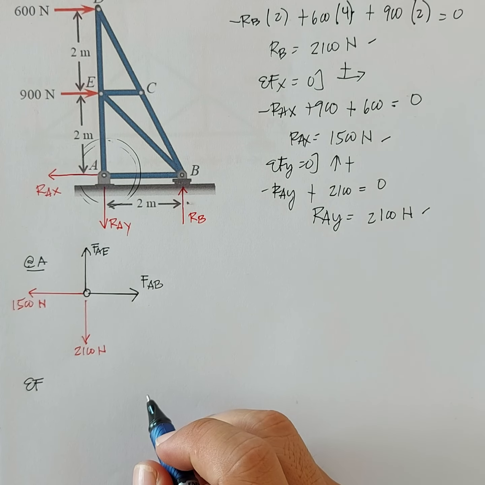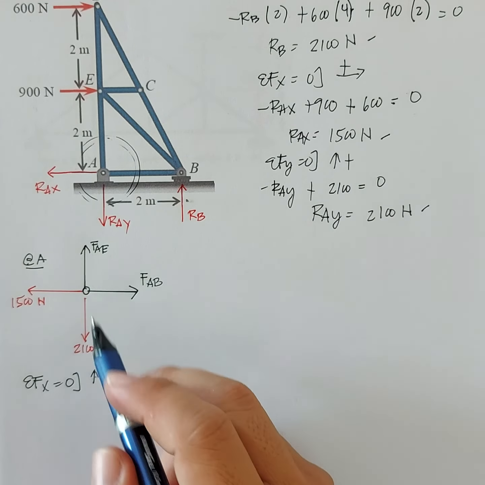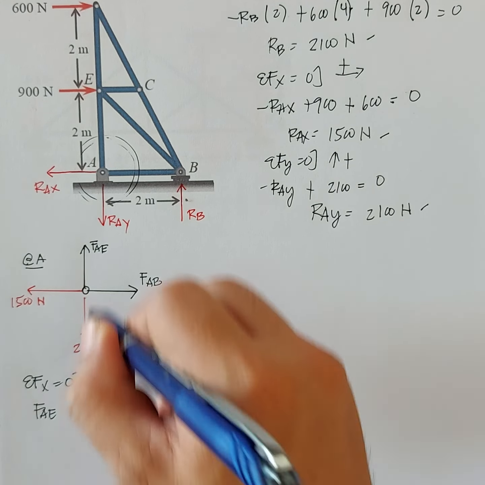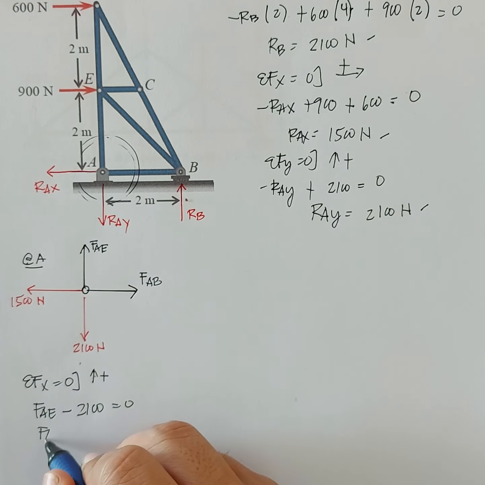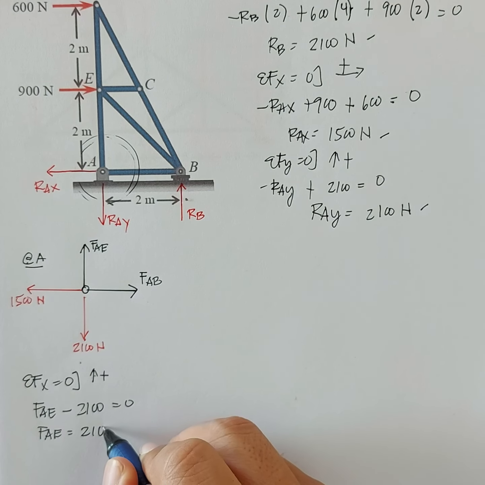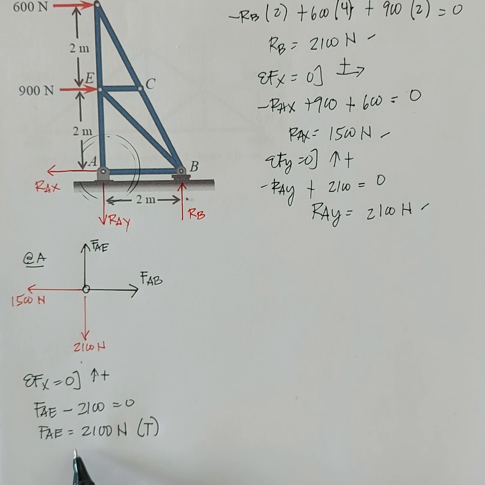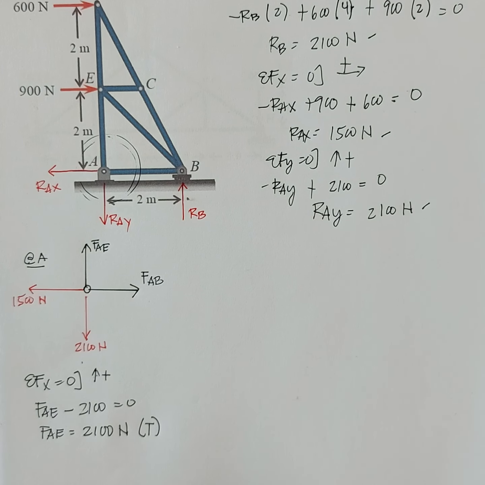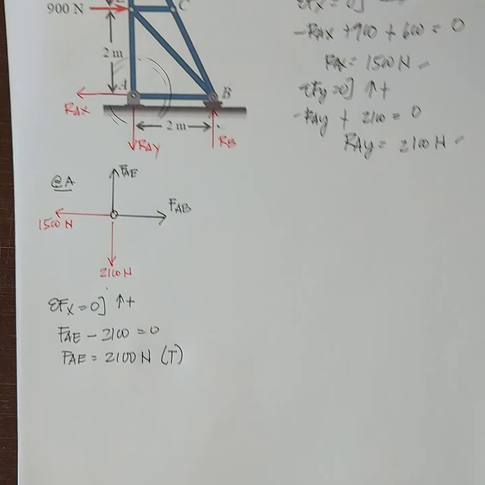Summation of forces along x-axis is equal to 0. Upward forces positive, so very, very simple. So, FAE, upwards, minus 1 is equal to 0. Which means FAE is equal to 2,100 newtons in tension. Since positive yan, ibig sabihin, tama yung assumption natin na tension siya, ibig sabihin, tension nga siya. So, tension yan. Okay?